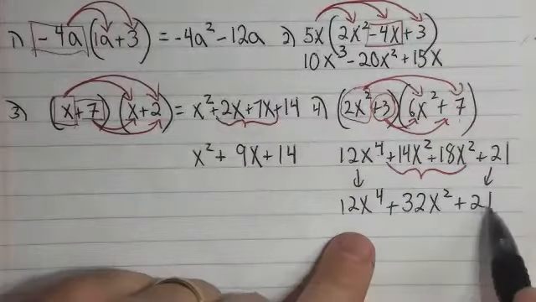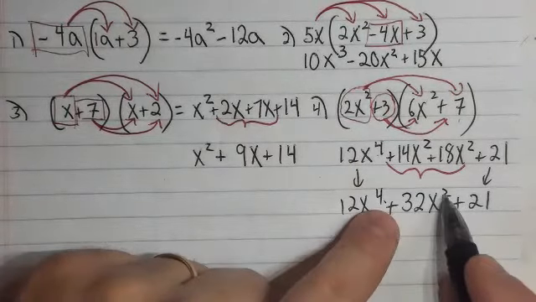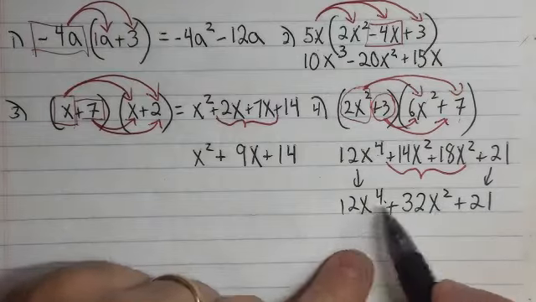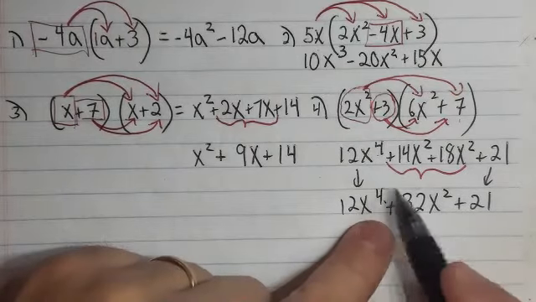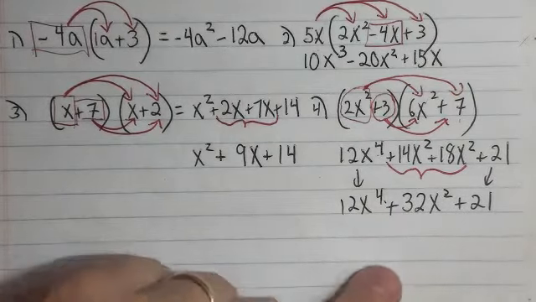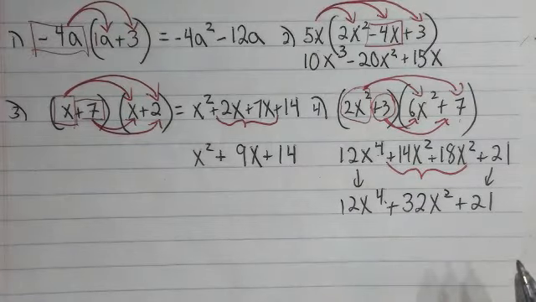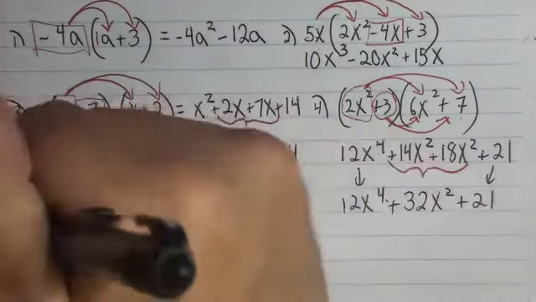Again, can't add these together. This is x to the 4th, this is x squared, this is my constant. I can only add them together if their exponents are the same, and this one doesn't even have an x. All right, we're going to kind of continue with that.